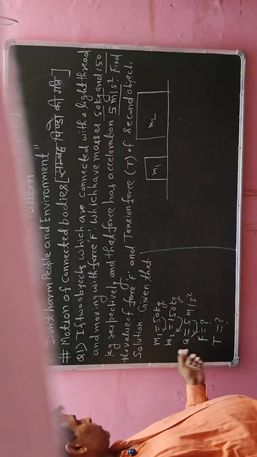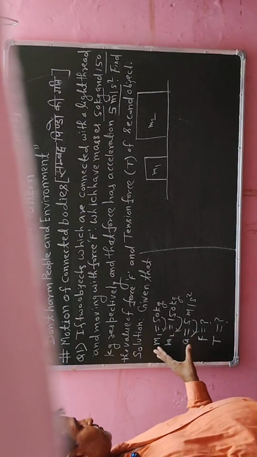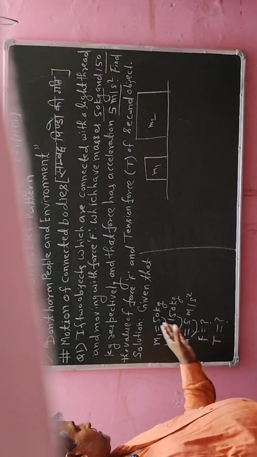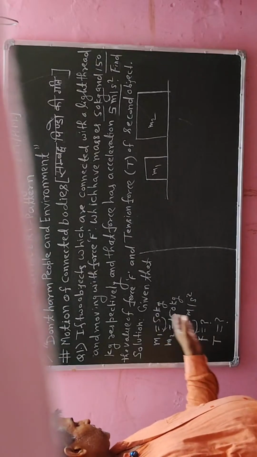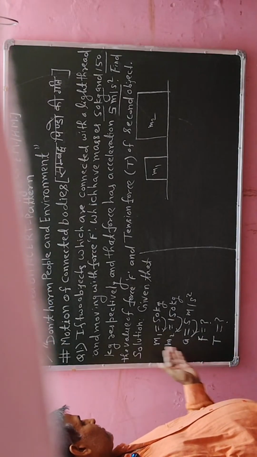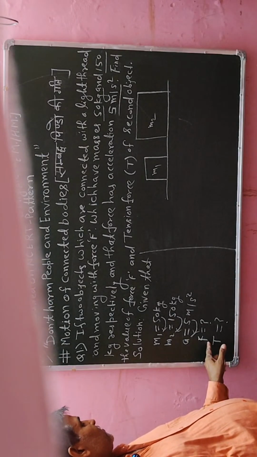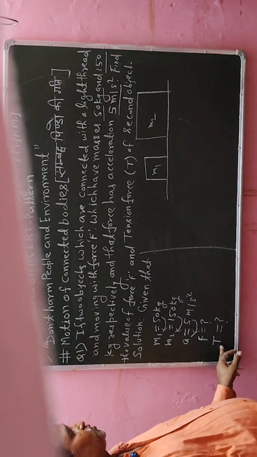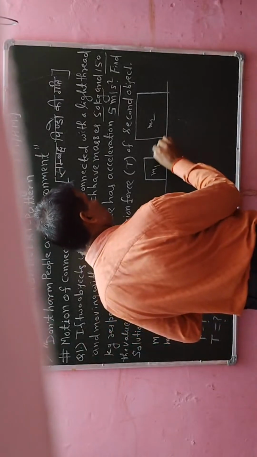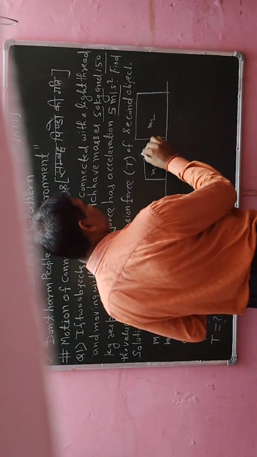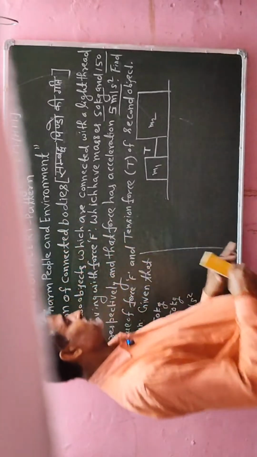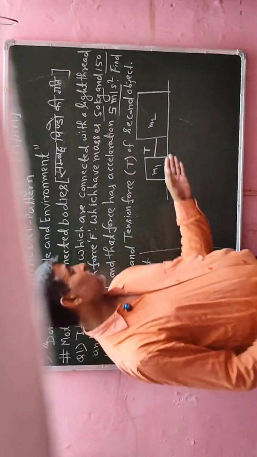So m1, m2 and a are parameters, and I have assigned them particular values. With the help of these values, we have to calculate the value of F and also the value of T. Now T is acting in between these two objects. So I will consider them separately.